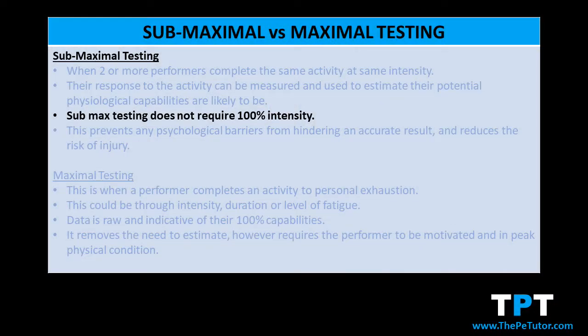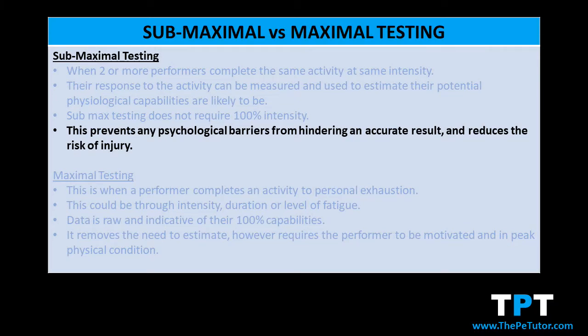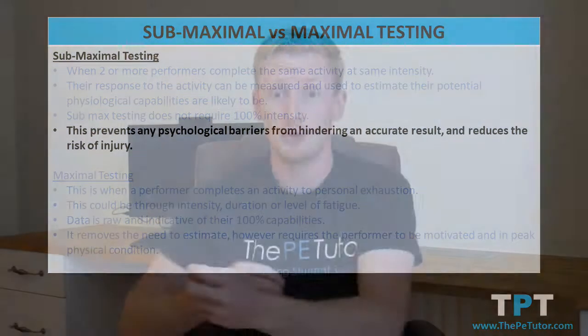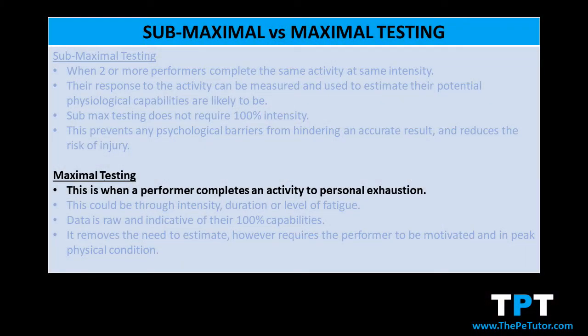Sub-maximal testing is great because it removes psychological barriers from producing accurate data. A performer doesn't have to work at their 100% maximum intensity in order to get a result predicting their level of fitness. Instead, they can work between their 60 and 85% moderate intensity training zone and then get a predicted score which reduces the risk of injury. This is particularly important for the untrained athlete that's being tested, because if the performer isn't used to working at maximum intensity, suddenly going from rest to their 100% could cause additional or too much strain on their body, causing injury or damage.